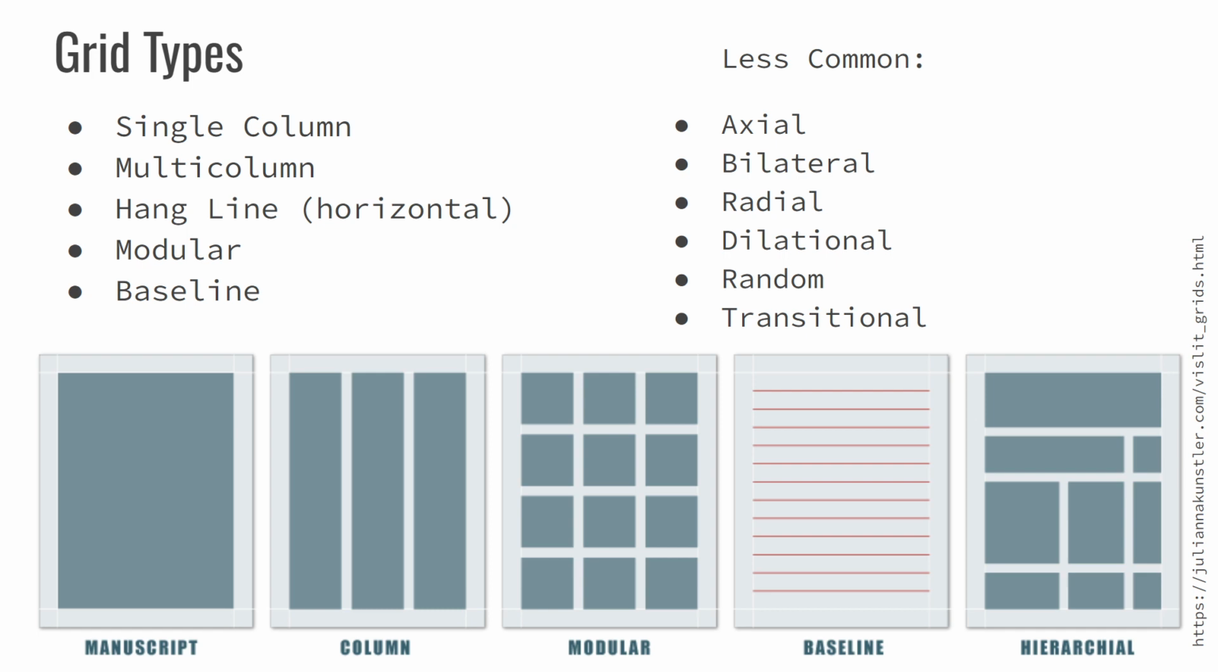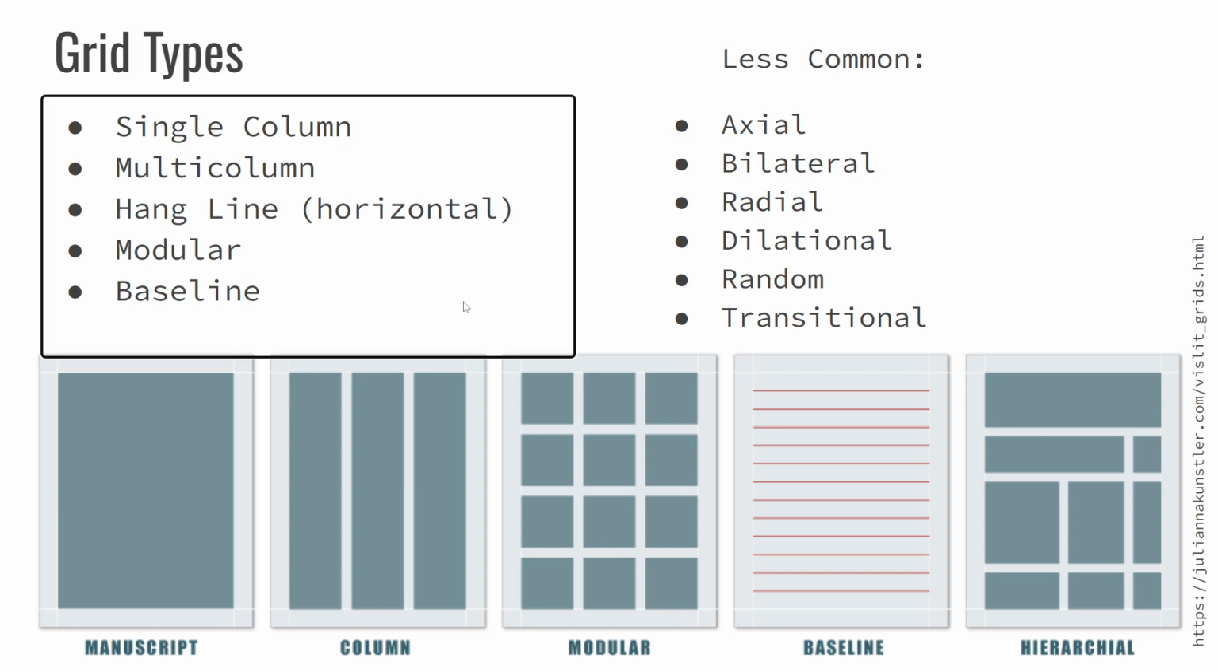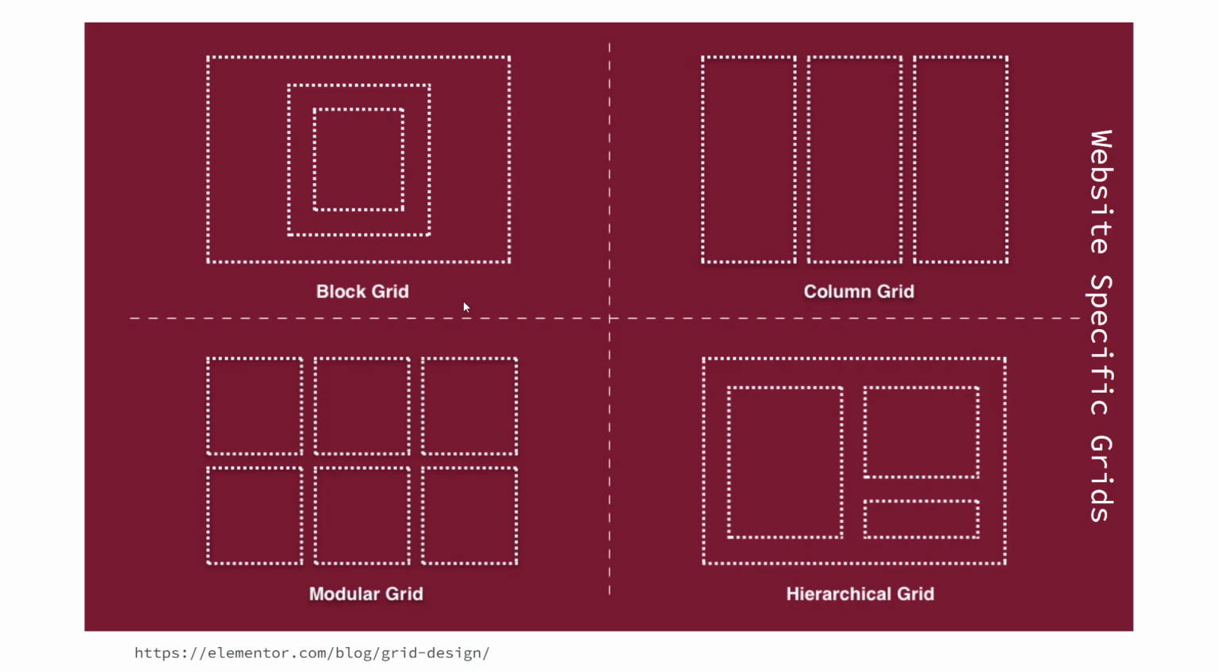Hierarchical is your newspaper layout. I want you to notice that on the top there is 1, and then there are 2 cells on the next one and 3 cells on the following. That creates that stair step to lead the eye down. The other ones are kind of cool. Look at them if you get a chance. We're not going to go over them. Axial, bilateral, radial, dilational, random, and transitional. Some of these are not even necessarily square grids. They're pretty cool. But let's look at the meat and potatoes here.